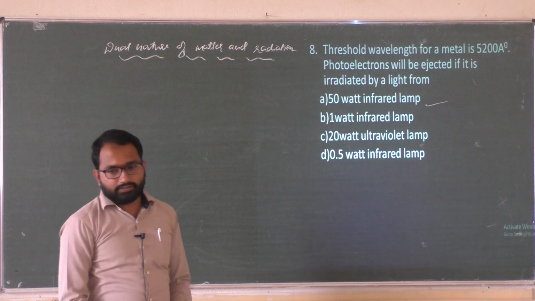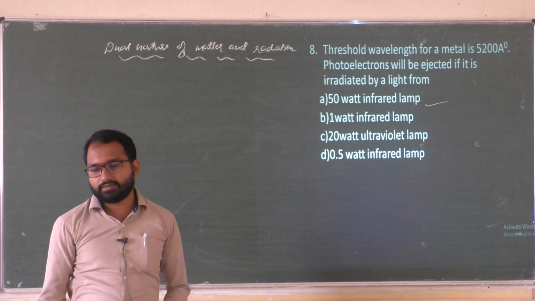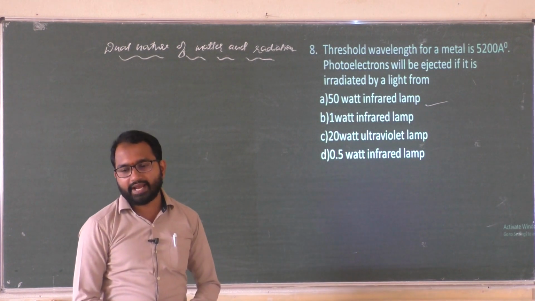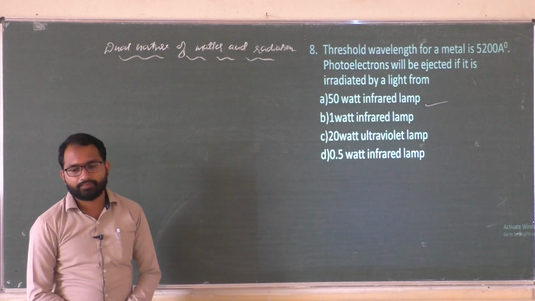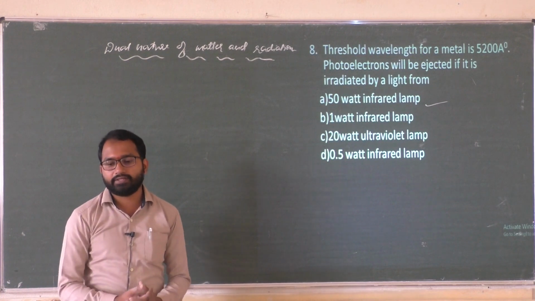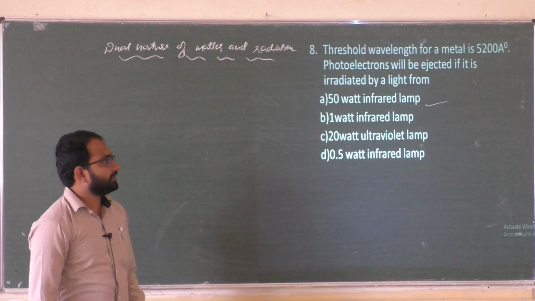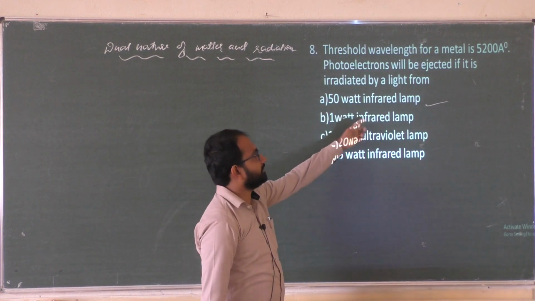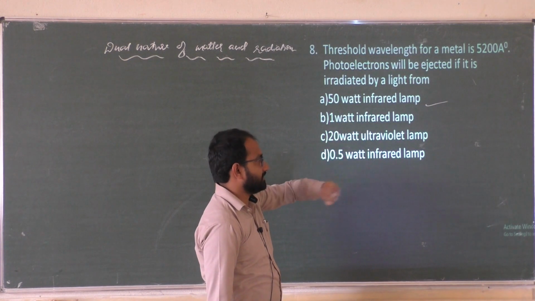So the threshold wavelength for a metal is 5200 angstrom. So that wavelength comes in the visible region, right? Photoelectrons will be ejected if it is irradiated by light from a 50 watt infrared lamp, 1 watt infrared lamp, 20 watt ultraviolet lamp, and 0.5 watt infrared lamp. See, different sources are given. I mean, there are 2 sources, one source emitting infrared rays, the other source emitting ultraviolet rays, right?